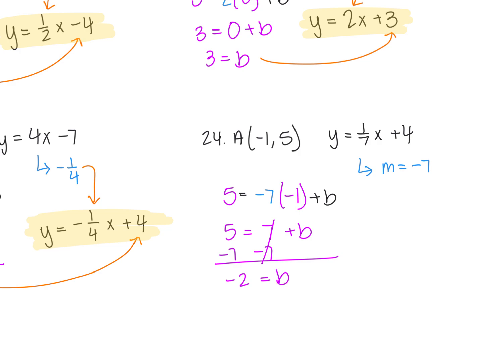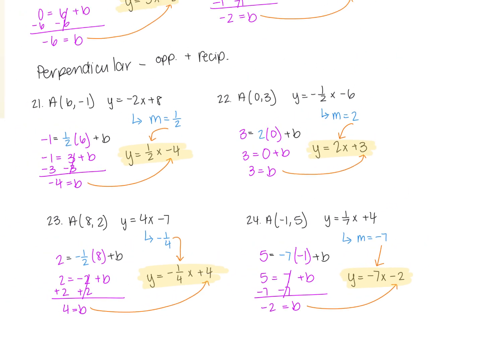And then just plugging in: y equals negative 7x minus 2. That's where I'm getting my negative 7. That's where I'm getting my negative 2. And I'm done. Okay. So these were the perpendicular ones for the page. Any questions on these? You will see these on the test. So please make sure you know how to solve these.